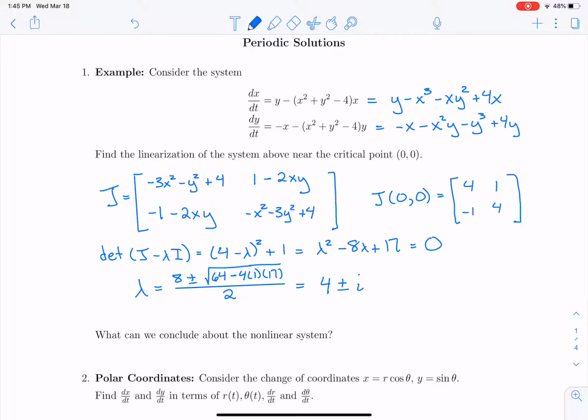Now we can see that because we have two complex eigenvalues and the real part is positive, this should be a spiral source. And because that's a generic equilibrium point, we can conclude that the nonlinear system is, again, a spiral source.